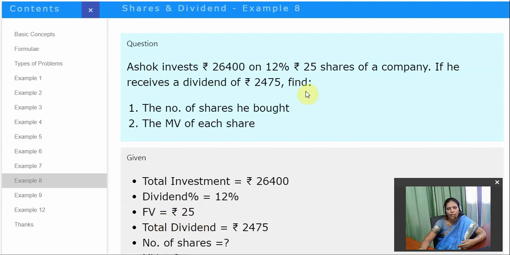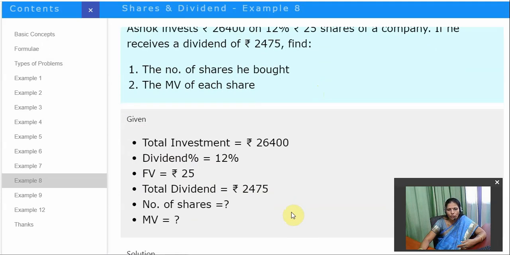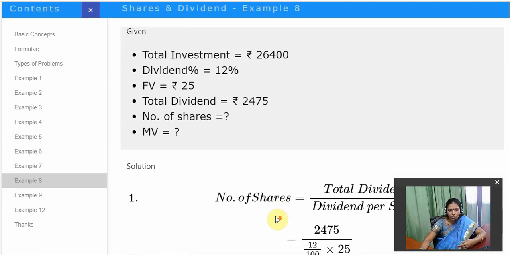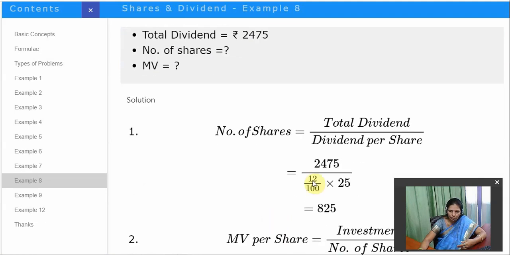Now you need to find out the number of shares and then the market value per share, right? Now I have written all the given data. You need to find out the number of shares and the market value. So now to find the number of shares, what is the formula you will be using here?